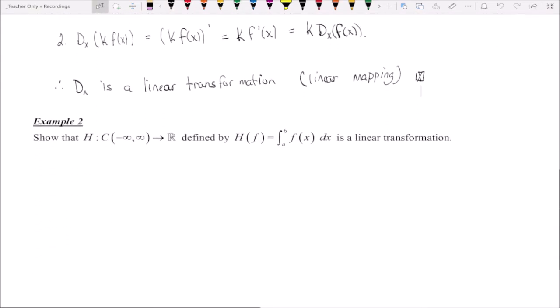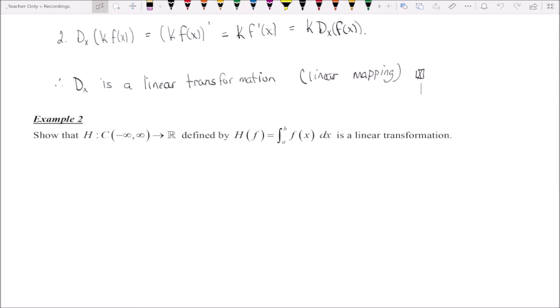Now we're going to show that the mapping H from the set of all continuous functions to the real numbers that is defined by H of f equals the integral from a to b of f of x is a linear transformation. So again, let two functions, f and g, be in C of minus infinity to infinity, so the set of all continuous functions. And we'll let k be some real number.